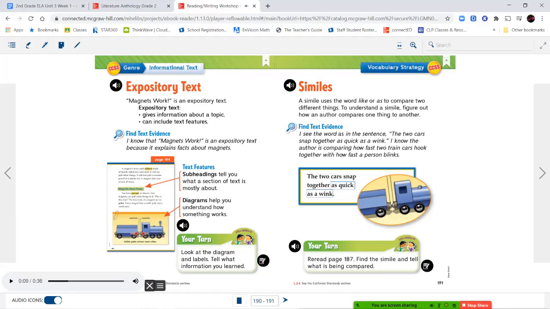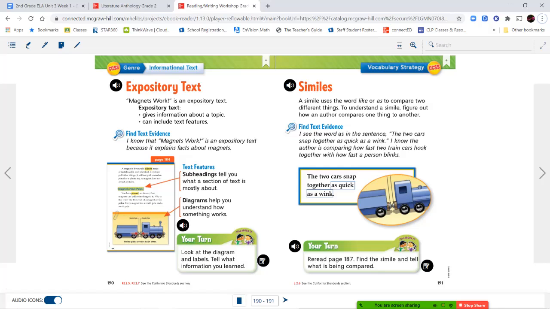Expository text gives information about a topic, can include text features. Find text evidence. I know that Magnet's work is an expository text because it explains facts about magnets. Text features. Subheadings tell you what a section of text is mostly about. Diagrams help you understand how something works.